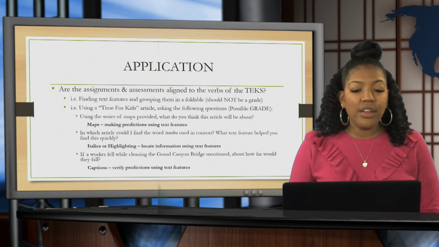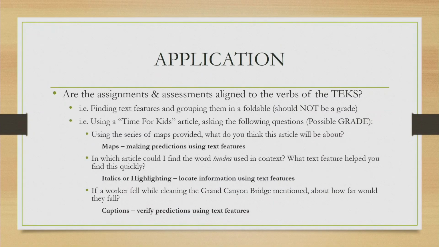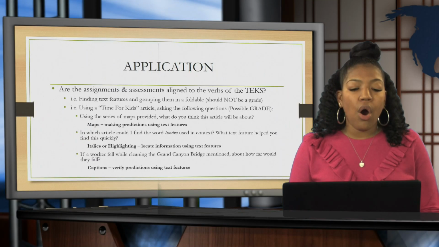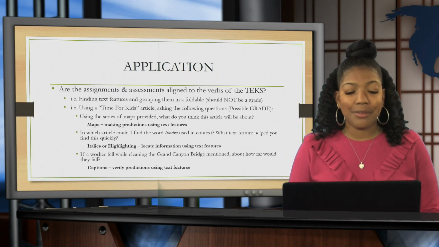Instead, what they could have done was use a Time for Kids article asking some of these questions, like, what do you think this article will be about? And now the students have to look at the map and make predictions using that particular text feature. Or they could be looking at an article where they have to locate text features like italics and highlighting, so that way they're using that text feature to actually locate information. Or by looking at the pictures and having to read the captions so they can verify predictions using the text features. All of those things listed there are ways that that one TEK could have been tested.